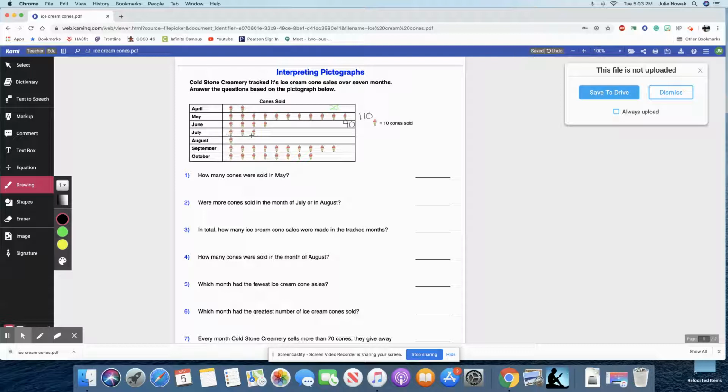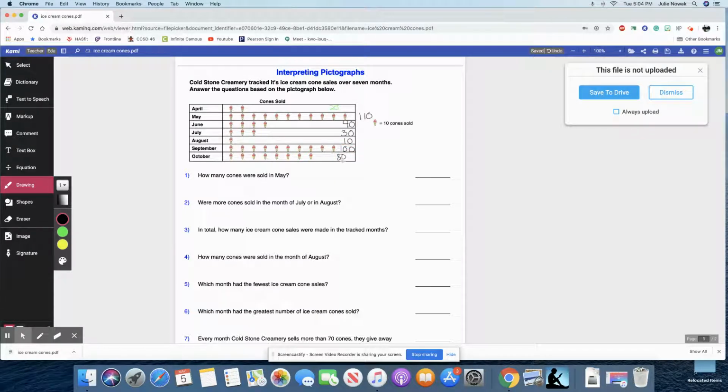July, 3 ice cream cones. 3 times 10 is 30. August, only 1 ice cream cone. 1 times 10 is 10. September, 1, 2, 3, 4, 5, 6, 7, 8, 9, 10. 10 times 10 is 100. In October, 1, 2, 3, 4, 5, 6, 7, 8. 8 times 10 is 80.